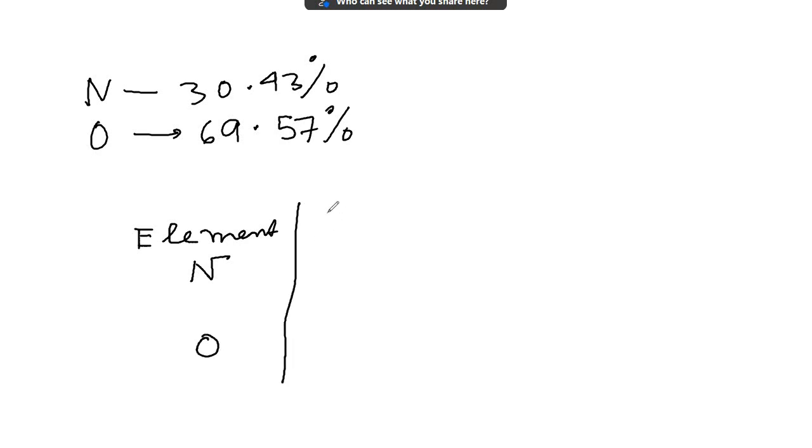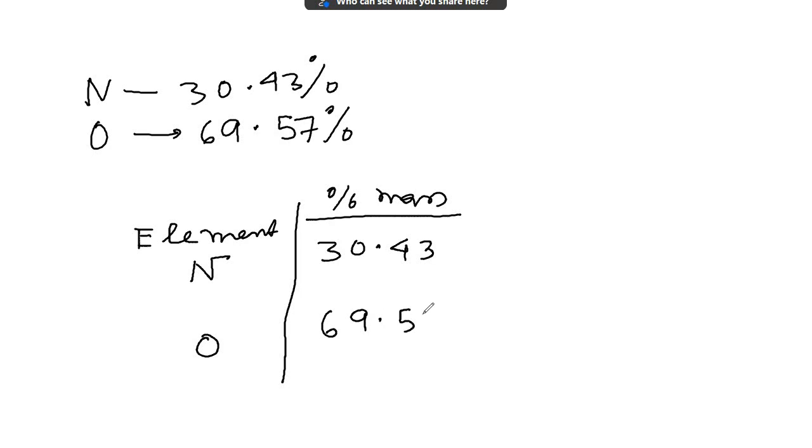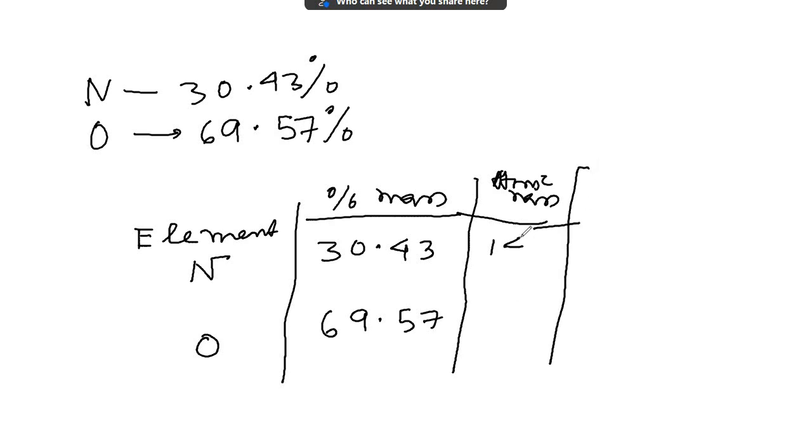Then make a next column, percentage mass. It is 30.43 and 69.57. Then do atomic mass. Nitrogen having atomic mass 14, oxygen having atomic mass 16. Then the next column will be percentage mass divided by atomic mass.